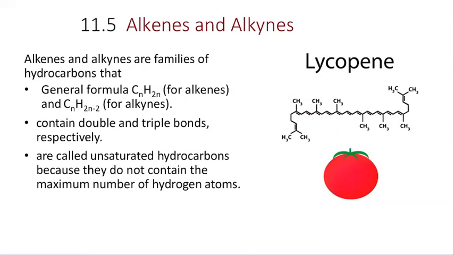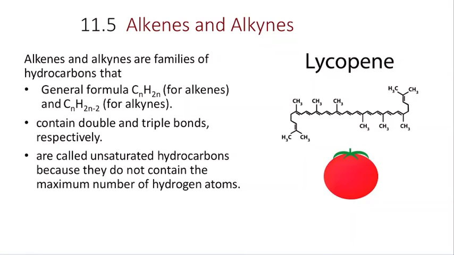For alkenes it is CnH2n. For alkynes it is CnH2n minus 2. So alkynes, because they have a triple bond, are actually going to have 4 hydrogens less compared to an alkane. Now, alkenes and alkynes are considered unsaturated hydrocarbons because they don't contain the maximum number of hydrogen atoms.